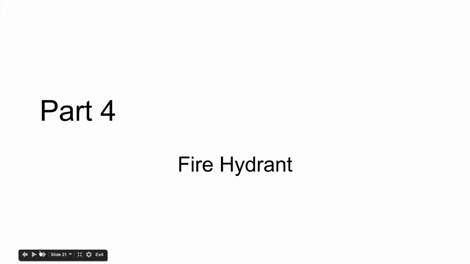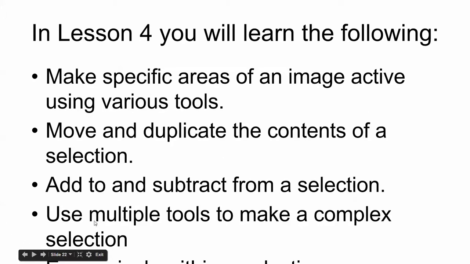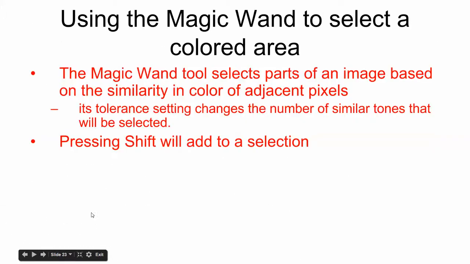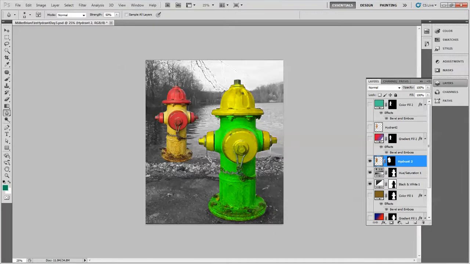For the fire hydrant. And here's some of the stuff that we're going to learn. Okay, the magic wand tool, write this down. All right, and then I'll write that down, hit pause, and then I'll show you. All right, look, the magic wand tool selects things by color. So if I click, I have to make sure I'm on the right layer.